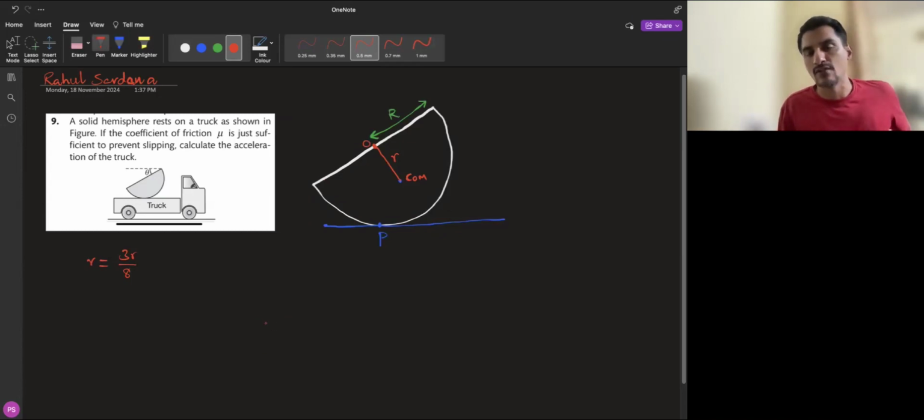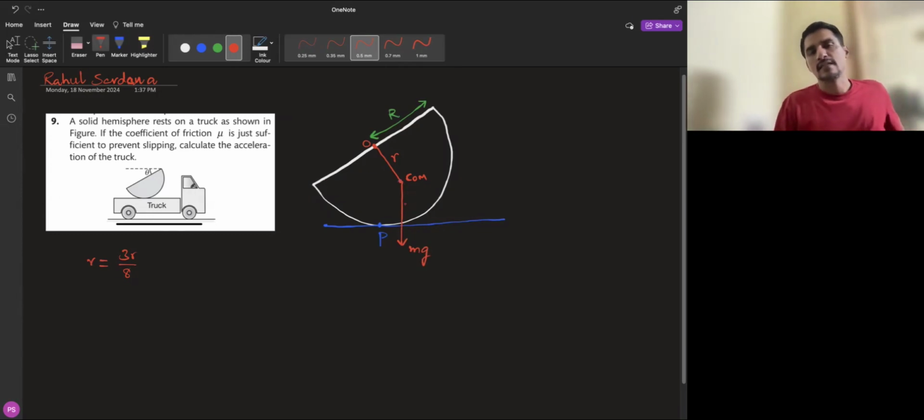If it is a hollow hemisphere, then it will be at R by 2. Like that, there are some objects for which we have to find the center of mass. Among that, we are taking the center of mass position of the solid hemisphere. Now what is the direction of force acting on it? The direction of weight acting on it is mg downward.